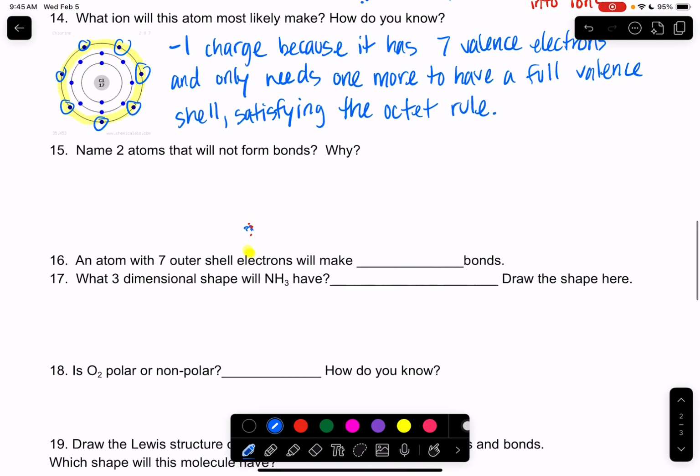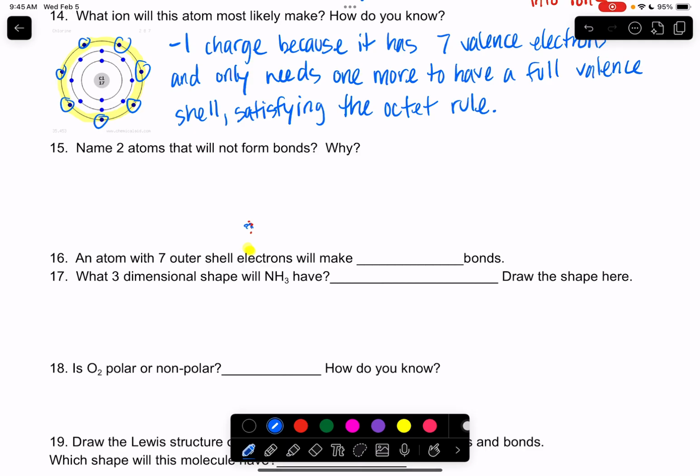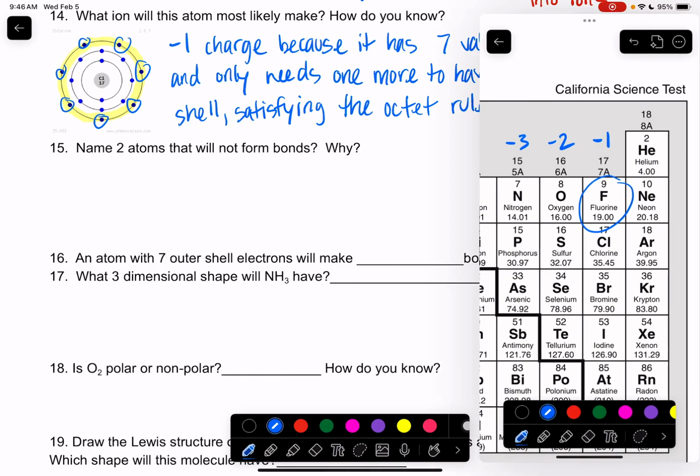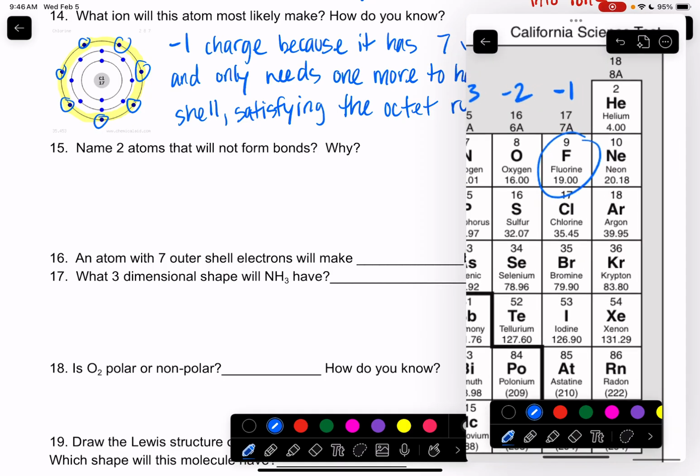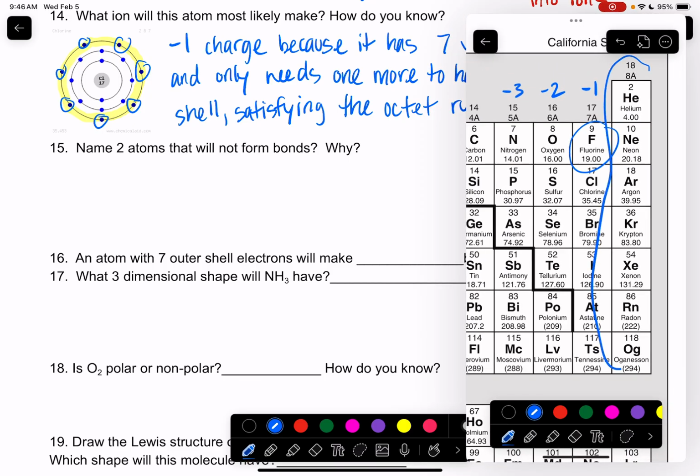Alright, name 2 atoms that will not form bonds, and then why. Okay, so if we look at the periodic table, anybody that is in group 8, everybody here, they have a full outer shell, so they're not going to want to make any bonds because they're already happy. They got all the electrons, all the valence electrons that they need. So I'm just going to pick the first 2. So He, helium, and Ne, neon.